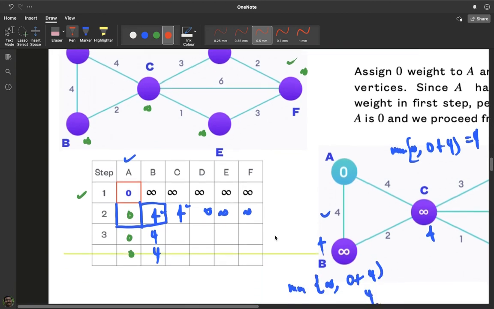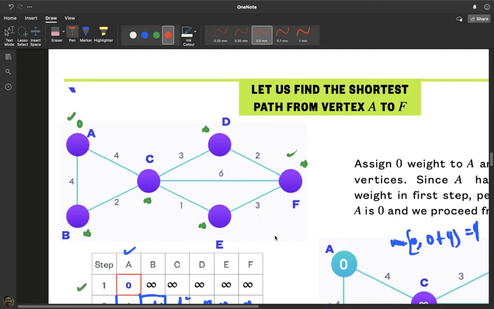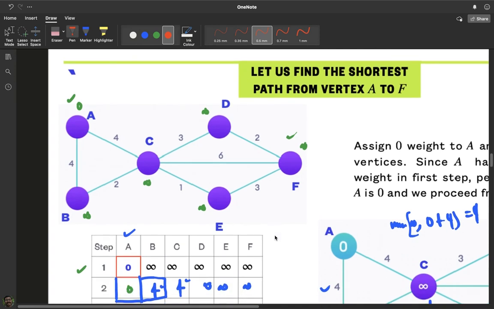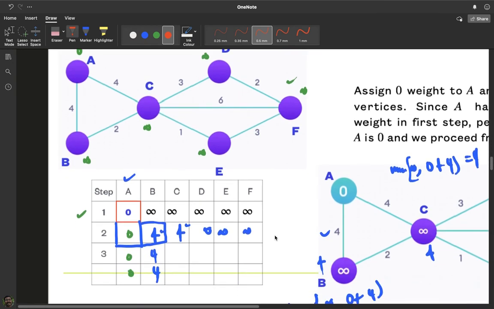Now all the other vertices' weights can change. Now I am at A because the permanent weight has been assigned here. Look at the neighbors of A, they are B and C. Now we are going to revise the weights of B and C. How will you revise? Using the formula: minimum of the old weight, or the weight of the previous vertex plus the edge between these two vertices. Weight of B will be the minimum of infinity comma weight of A, 0 plus 4, which is simply 4. Similarly C also will have a weight of 4, and for the others we are not doing anything, so we simply write infinity, infinity, infinity.